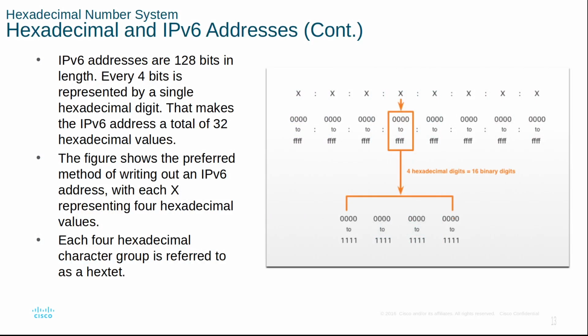IPv6 addresses are 128 bits in length. Every 4 bits is represented by a single hex digit. So we've got a total of 32 hexadecimal values that make up an IPv6 address, or 128 bits. There's a lot more IPv6 addresses because of this, as we're going to learn later. Each of these groupings is separated by a colon and is referred to as a hextet.